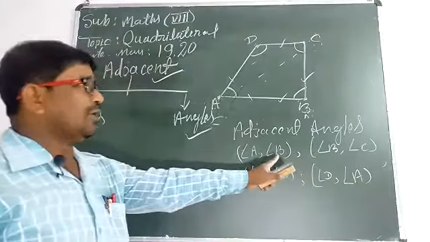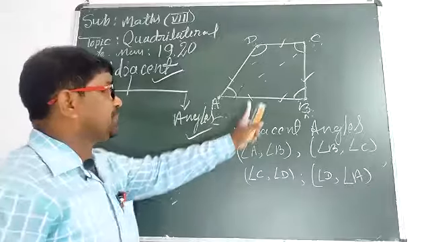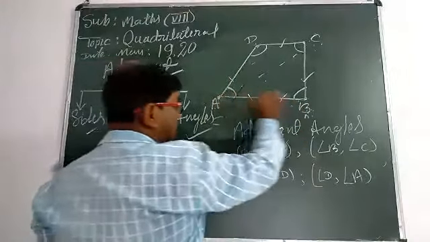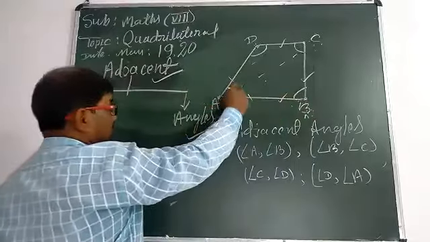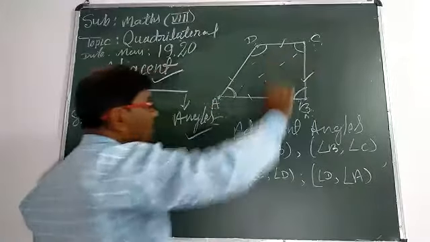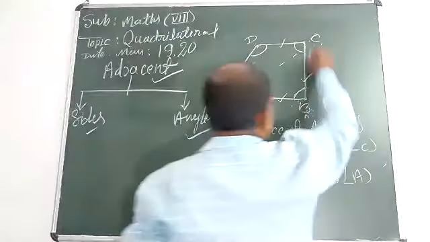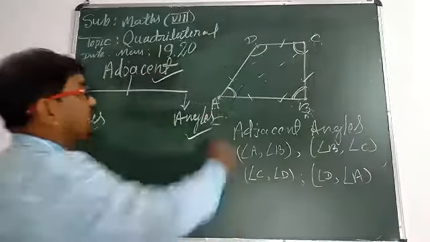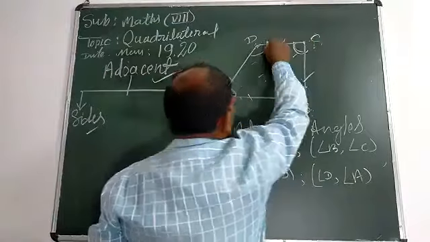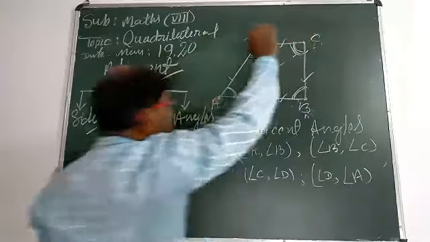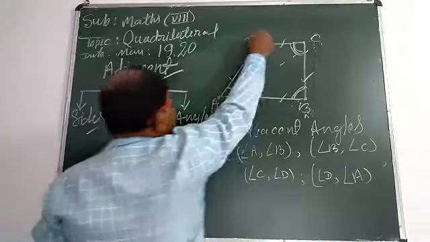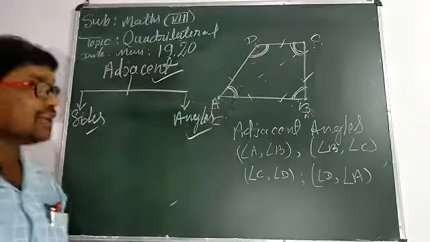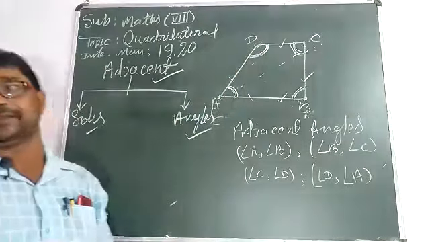Okay, you should go inside the quadrilateral first of all. If you are thinking about this side AB, then there are two angles. One is A, another is B. If you are thinking about the side BC, then there are two angles. One is B, another is C. If you are thinking about the side CD, two angles here. One is D, another is C. If you are thinking about side AD, two angles also. One is D, another is A. So they are called adjacent angles.